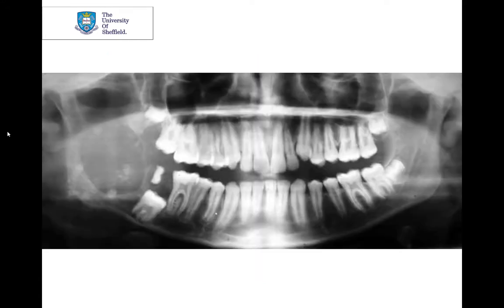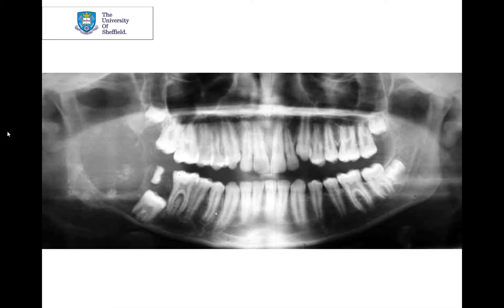So here's an example. You can see a tooth which is displaced, the lower 7 is displaced, the crown of the developing 8 is displaced as well, and there is a radiolucency in the ramus of the mandible, relatively well defined but not corticated, and you can see the development of calcified material within that cyst. Again, these are very rare, and the tendency to recur is higher than you would expect for other cysts.